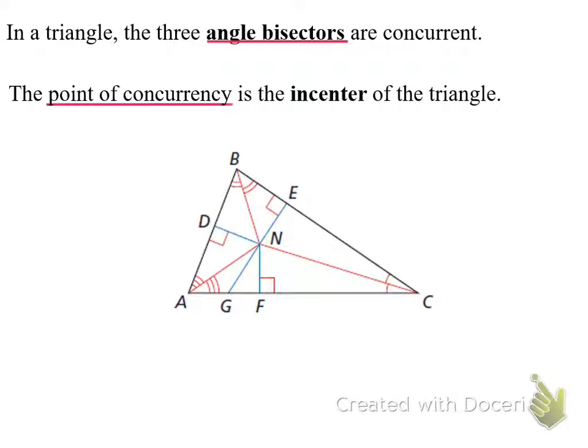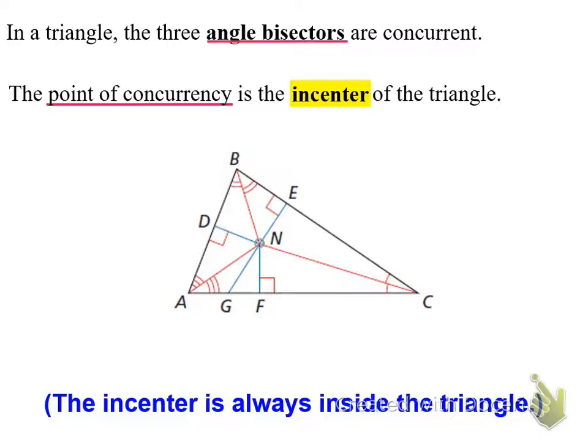Okay. So in a triangle, the three angle bisectors are concurrent. So it means they all intersect. The point of concurrency is the incenter. The incenter, this is a blank, is always inside the triangle. So incenter, inside. So the incenter is always inside the triangle.